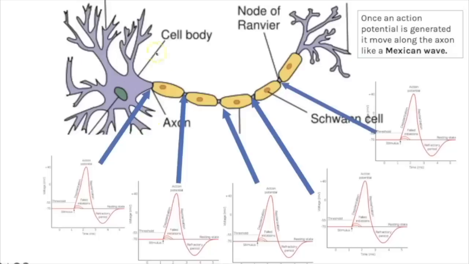So it's a bit like the idea of a Mexican wave moving along. If it was unmyelinated, then same idea, but it has to happen at every single position on the axon because you wouldn't have the myelin sheaths, so that would mean it would take longer for all of those action potentials to finally reach the end.